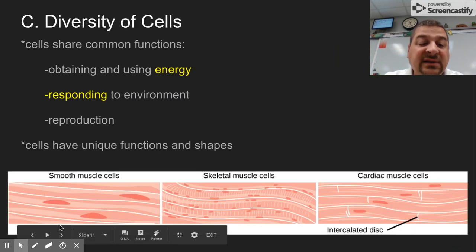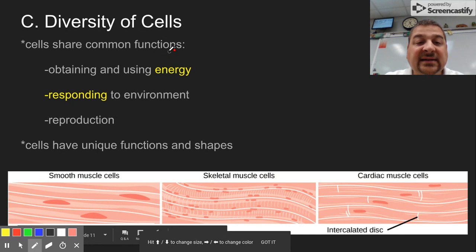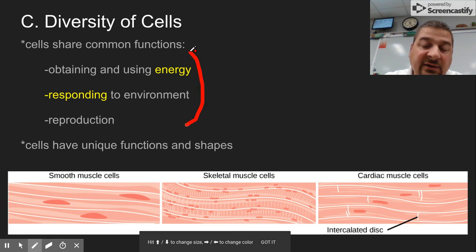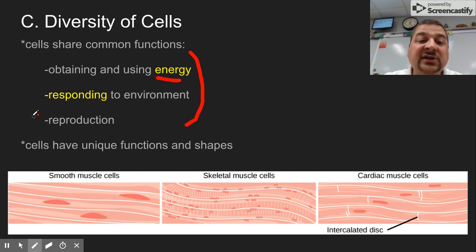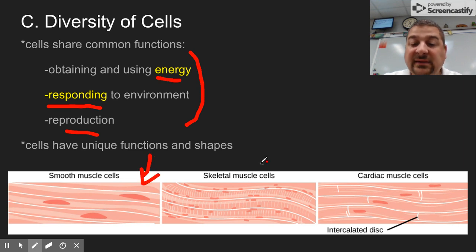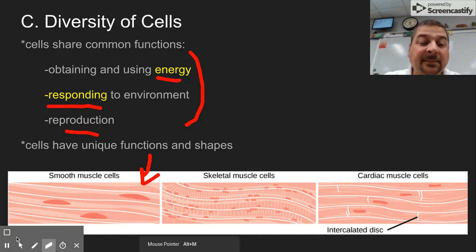When we look at the diversity of cells, your book mentions a lot based on the characteristics of life. If life is made up of cells, they're responsible for getting and using energy, responding to the environment and changing conditions around them, and also cells will reproduce and make more cells. Their functions and shapes we'll get into a little more in a second. But these are all muscle cells, yet they look very different because they have slightly different functions in our body.